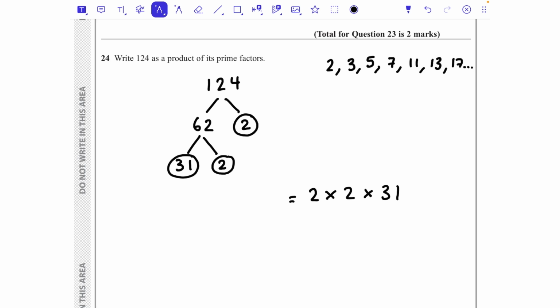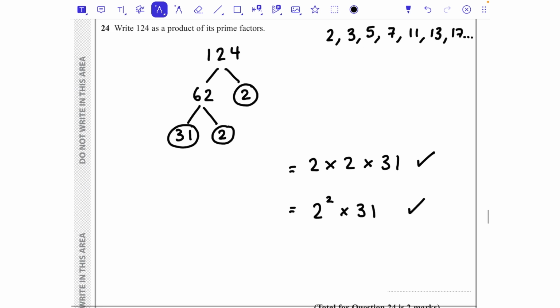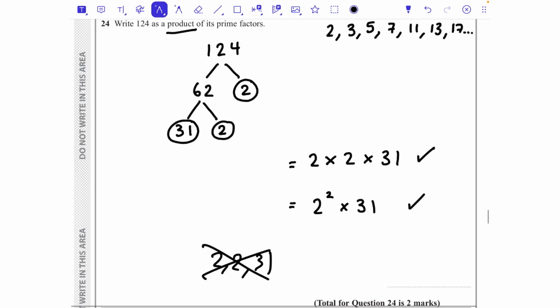Now you might choose to write that answer as 2 squared times 31, but because it didn't say give your answer in index form, either of those would have got you full marks. If it did say give your answer in index form, you'd need to write it in that bottom way there. The most common mistake I see on that one is people putting commas. Never, never ever do it. It's the product, it's the multiplication of its prime factors. So make sure you're timesing those numbers in the circles together.